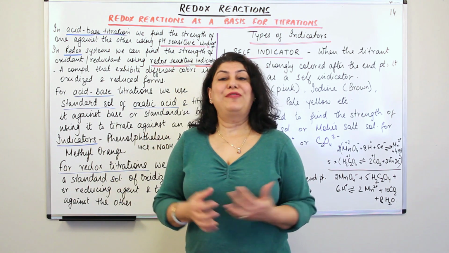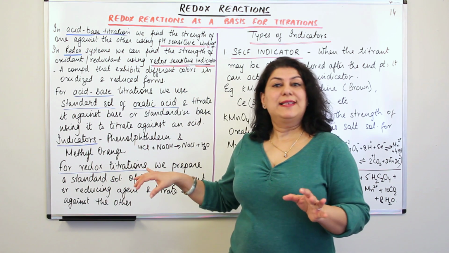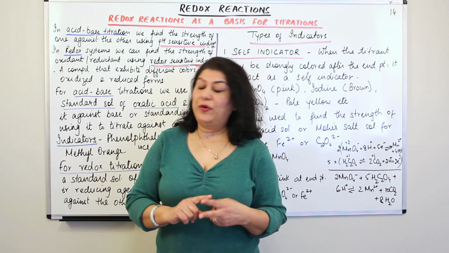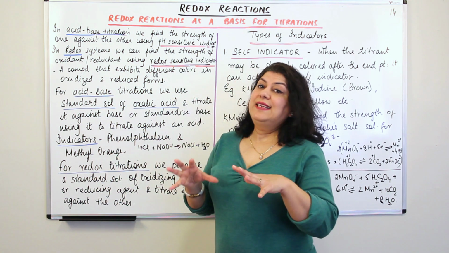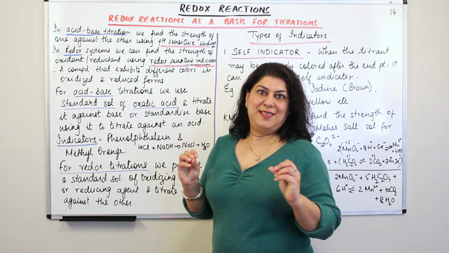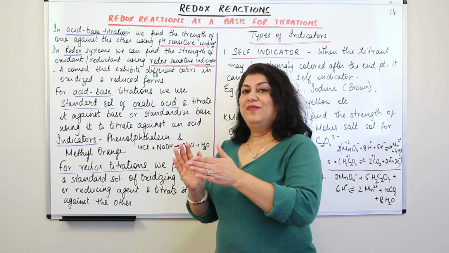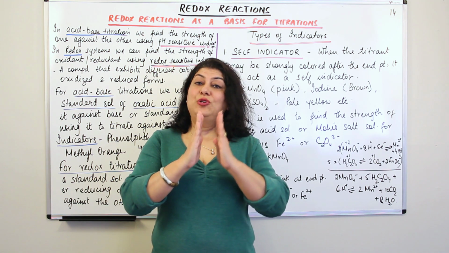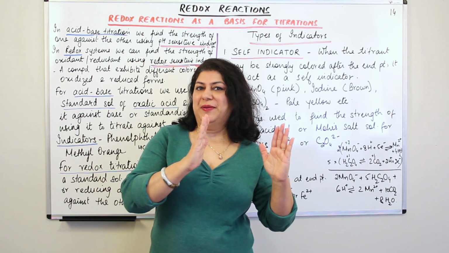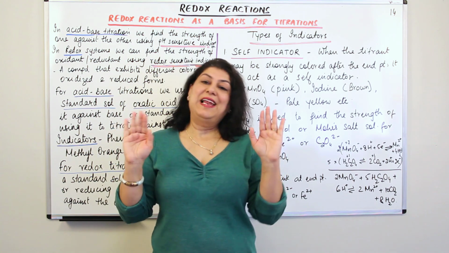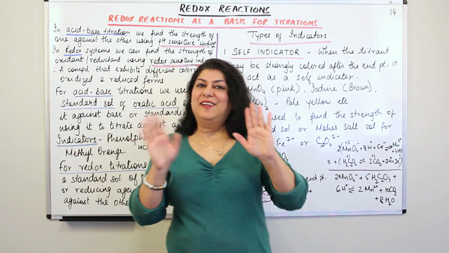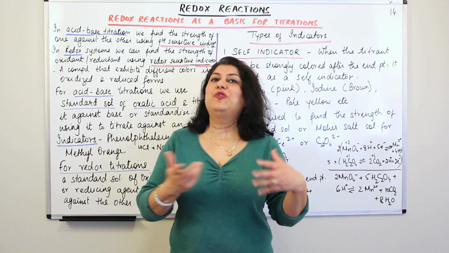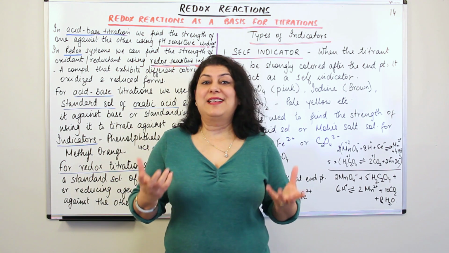What is the purpose of adding an indicator? Usually for acid-base titrations, we use two indicators, phenolphthalein and methyl orange. Now, the indicator is supposed to be pH sensitive. It will be neutral at pH 7. If the solution is acidic, it will have a different color, and if the solution is basic, it will have a different color. So it changes color in acidic and basic mediums, and therefore that becomes a very good hint for you to act as an indicator.